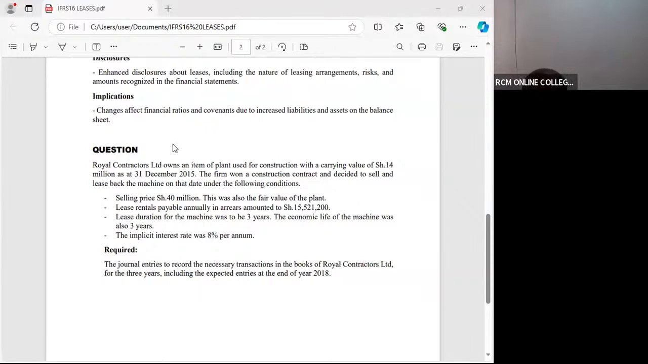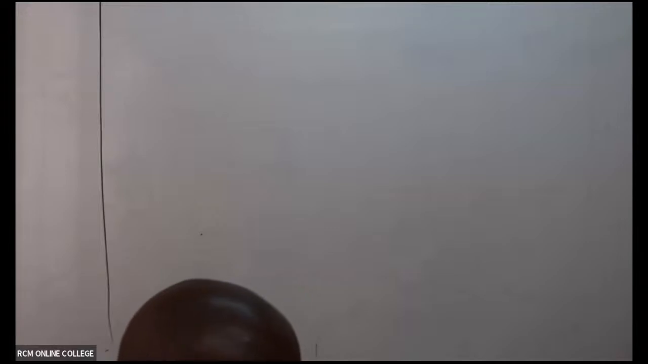Remember, Royal Contractors initially owned this particular item of plant. But what did they do? These great ninjas, perhaps they found themselves in a problem of financial difficulties. So they sold this item of plant and then decided to lease it back. It is what we call sale and lease back transactions.